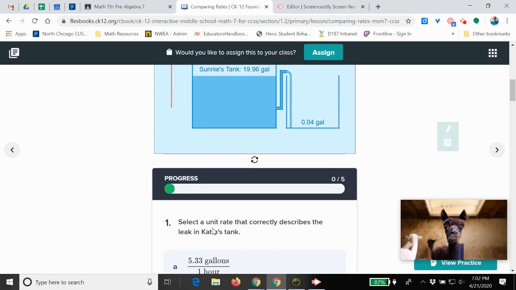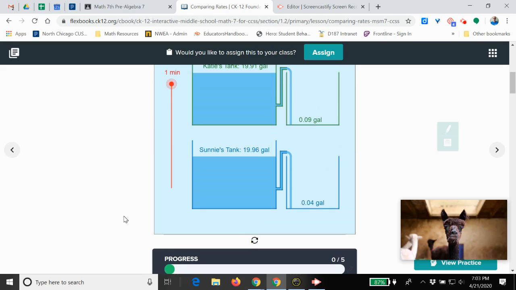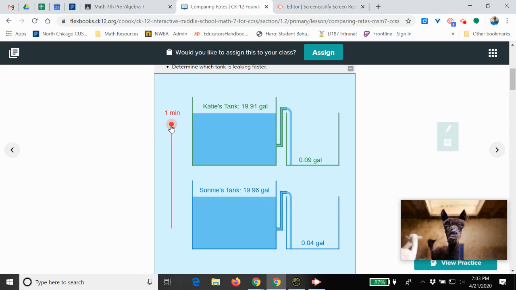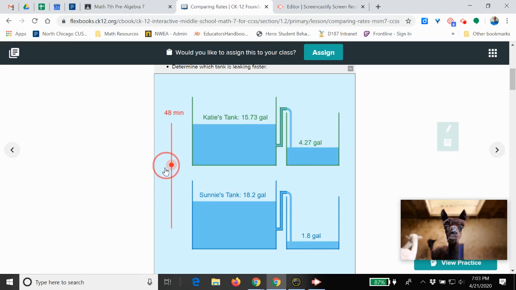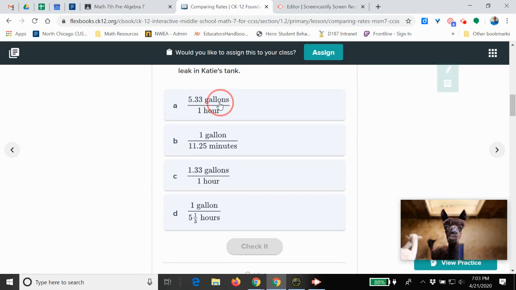But our question here wants us in gallons per hour for Katie's tank. So I can just drag this to 60. I would multiply by 60, but this is easier. Get it to 60. Come on, 60. Oh, 59. Come on, 60. There. So Katie's tank is 5.33 gallons per 1 hour. So that would be this one.